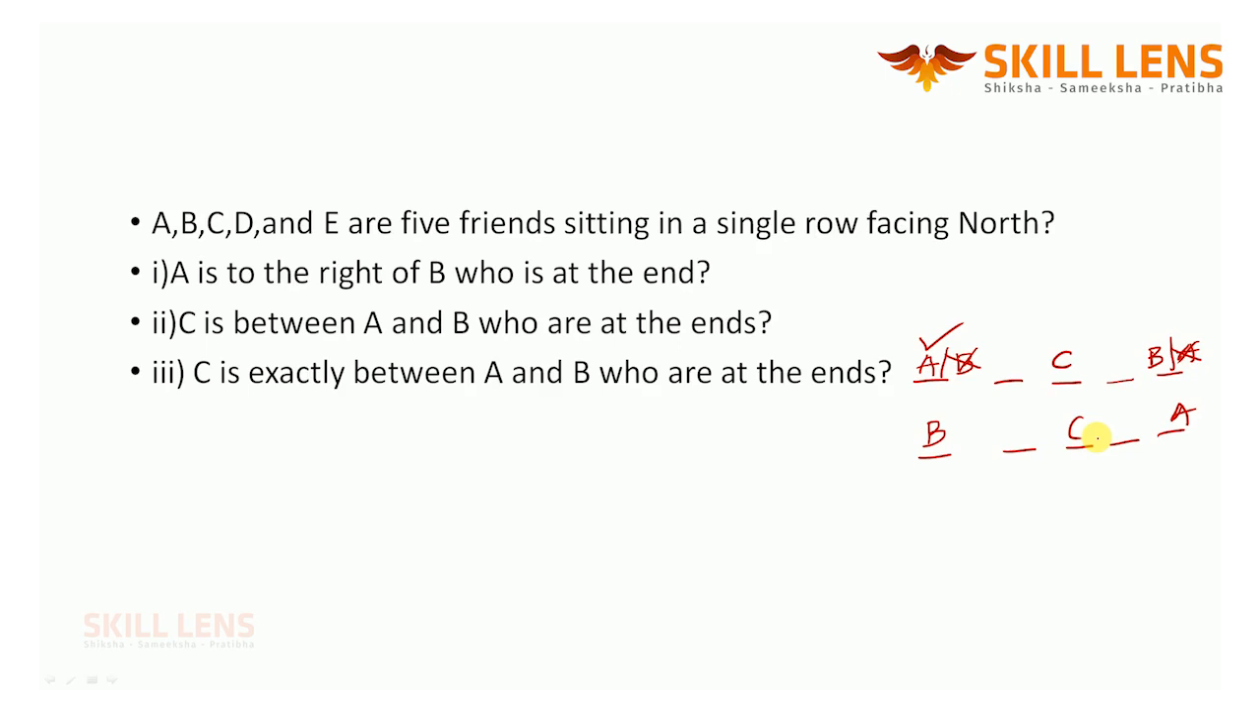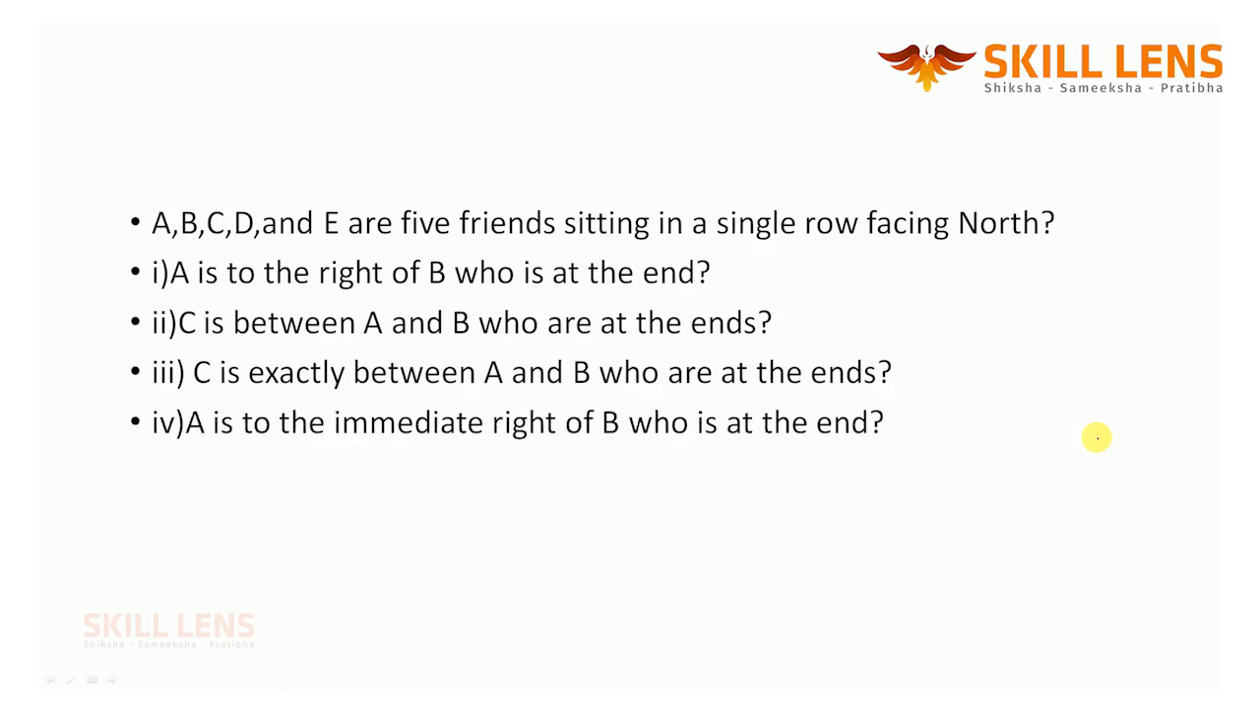Okay, we have already seen this particular point. A is to the immediate right of B who is at the end. Now I will get only one position. So I have to place B here, I have to place A here, and the remaining persons I have to place here according to the conditions. So what I am talking about is, you have to draw according to the conditions. Don't assume anything on your own. We have to solve questions purely on the basis of the given information.